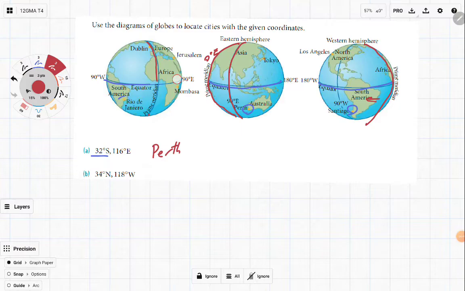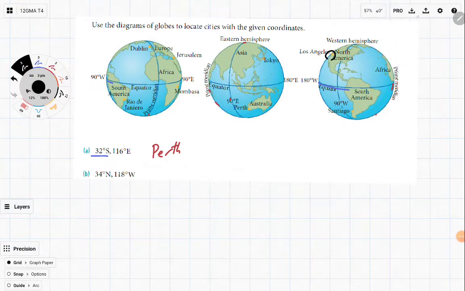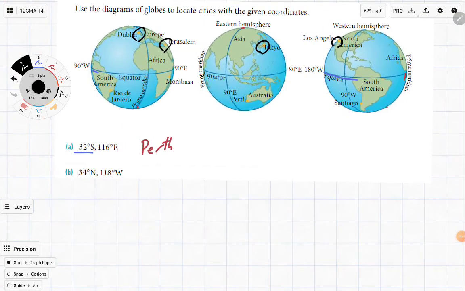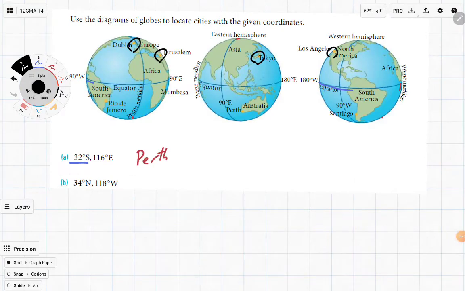Alrighty, let me get rid of all my chicken scroll, and let's have a look at the next one. The next one is in the northern hemisphere, so it's either going to be Los Angeles, Tokyo, Dublin, or Jerusalem. All of the other cities are in the southern hemisphere. So that's using the 34 north. Let's look at the 118 west.